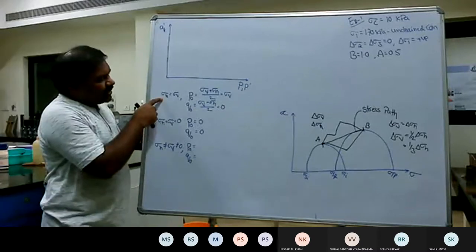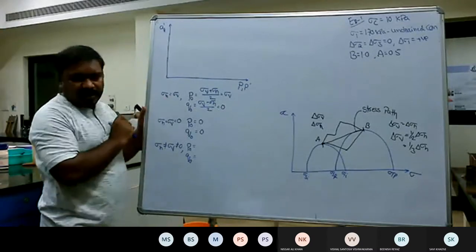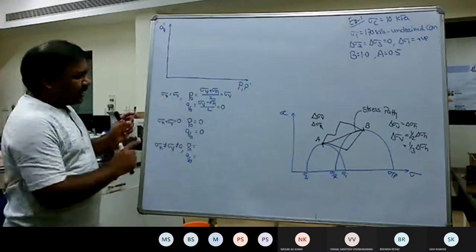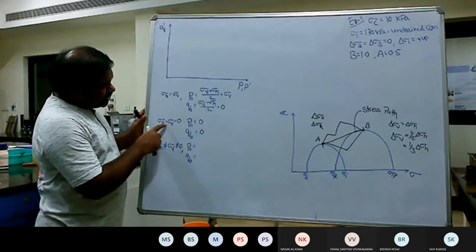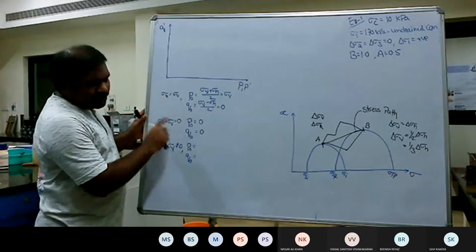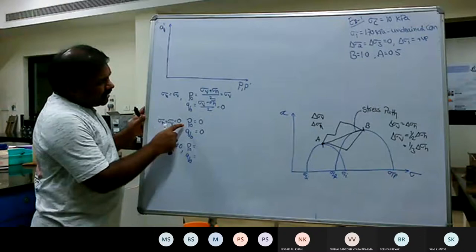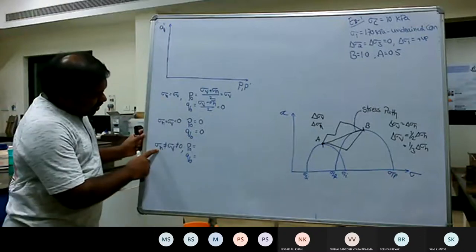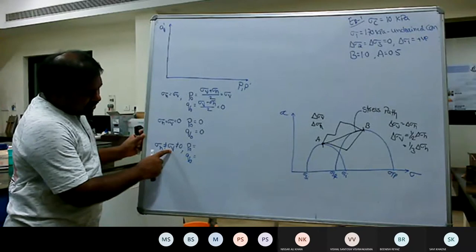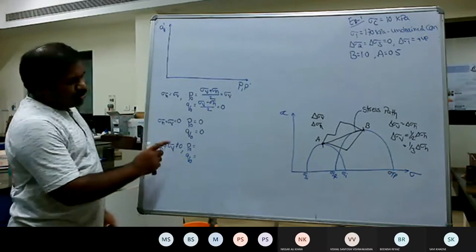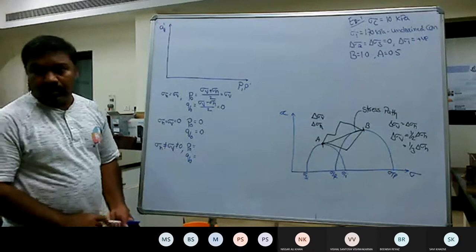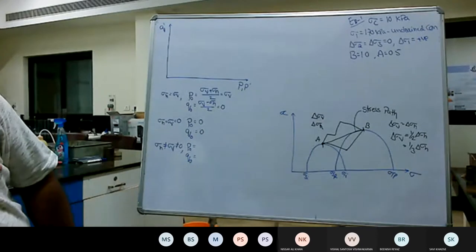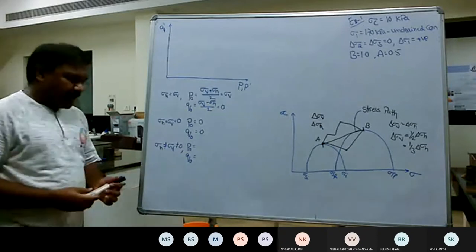In case A, sigma H is equal to sigma V. Then try to determine P naught and Q naught. Case B, sigma H is equal to sigma V is equal to 0. Then calculate P naught and Q naught. Case 3, sigma H is not equal to sigma V is not equal to 0, so both are some positive values. So then, what is the value of P naught and Q naught?